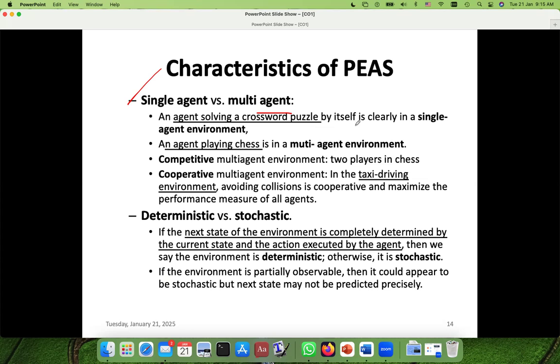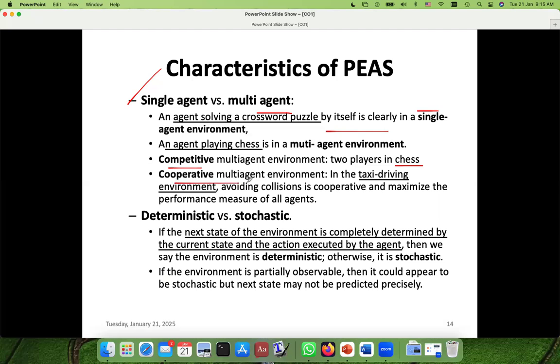Okay, single agent is done, multi-agent is done, now competitive multi-agent environment. The example that we have taken, chess, is a multi-agent environment, but it is competitive. Two players are competing with each other. Competitive means competing with each other.